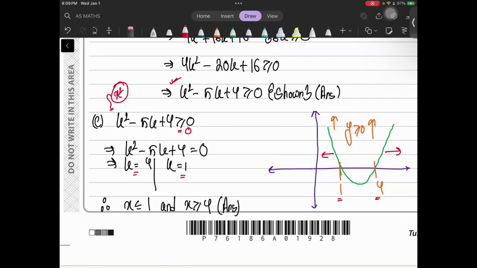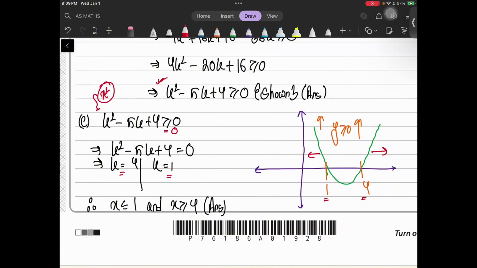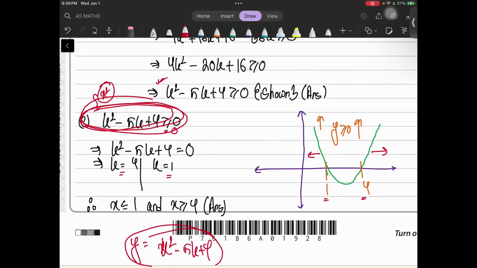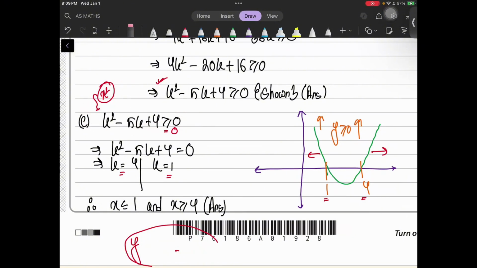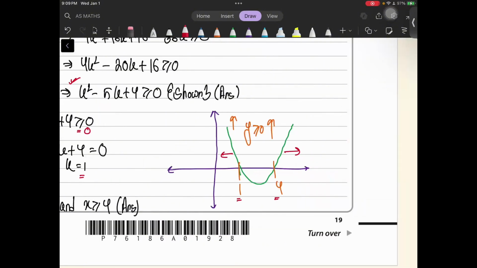And yeah, this entire thing is y, right? This entire thing, y equals k squared minus 5k plus 4. This entire thing is y because it represents the equation of a quadratic graph. So as y is greater than or equal to 0, I could write it as y shortly, right? As y shortly.